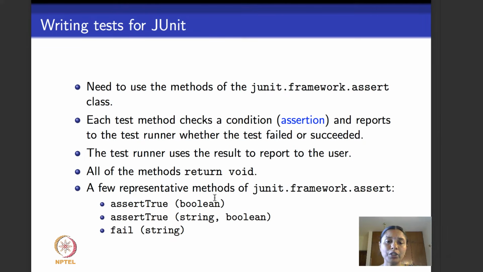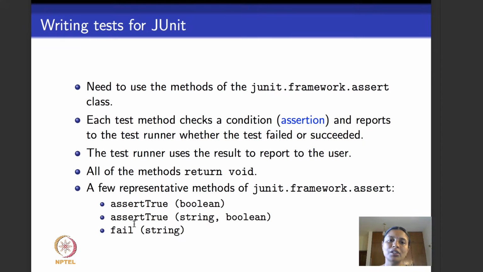JUnit.framework.assert. So you can do something like assert true boolean. This just says that if this boolean predicate inside this assert true evaluates to true, then you just quietly say that it's true. If it evaluates to false, maybe it will give a warning and terminate if required. The second assert true takes two arguments. It takes a string and it takes a boolean predicate. The idea here is that if the boolean predicate evaluates to be true, then you don't do anything. And if the boolean predicate evaluates to be false, then you print the string. So it can be used as a way of warning the user.